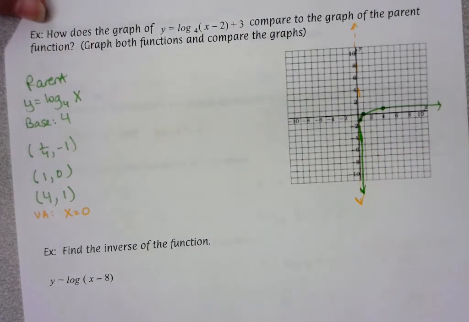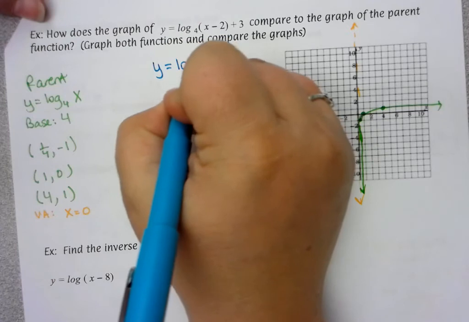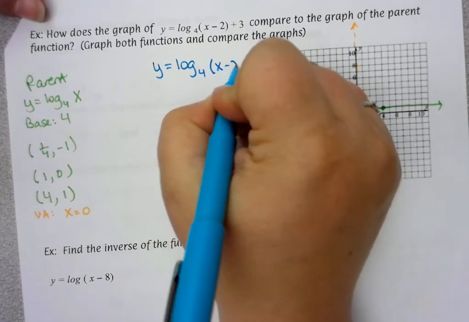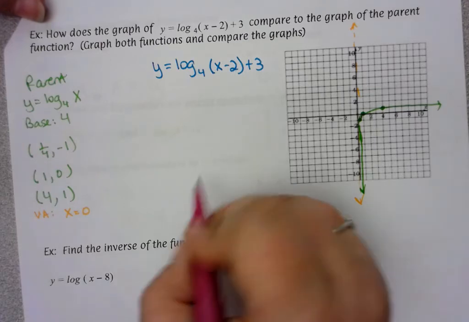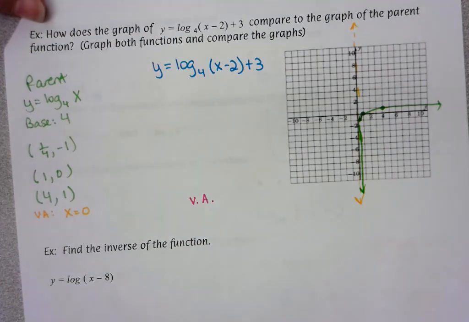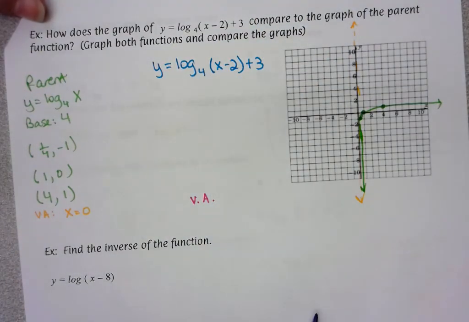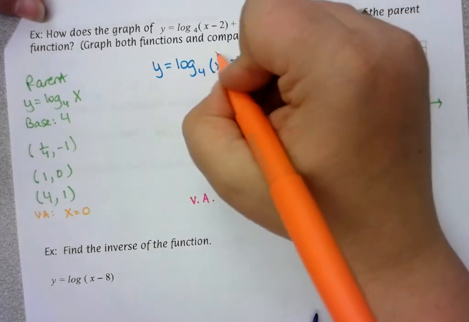Okay, now on this one, this function is y equals log base 4 of x minus 2 plus 3. So what kind of shifts do I have? Well, if I look close, I can see that this has been shifted. Hang on, I'm trying to figure out what colors I want to use. Okay, so this has been shifted to the right 2 because inside the parentheses moves us right and left.